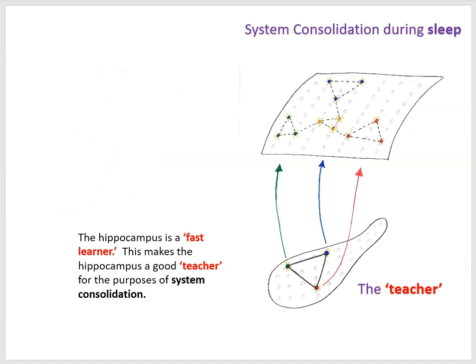So scientists have discovered that an important process happens during sleep, system consolidation. The hippocampus is a fast learner. With one learning trial, you can have a lot of plasticity here, make strong memory traces, and that makes the hippocampus a good teacher for the purpose of system consolidation. So what happens during sleep? We reactivate the day's learning, the memory traces that were formed during the day. Those memory traces, when they're reactivated, will activate the connected cortical memory traces, and the effect of that is to strengthen those cortical memory traces.